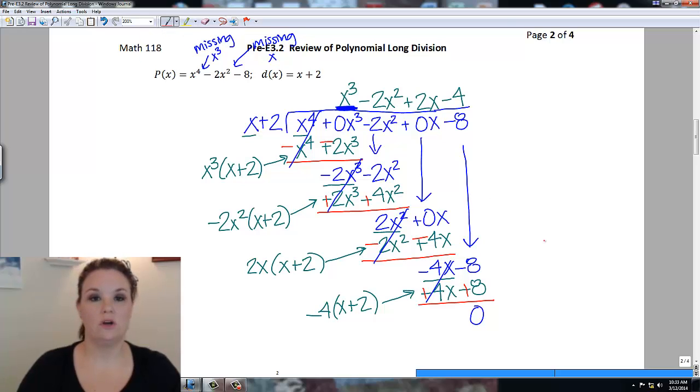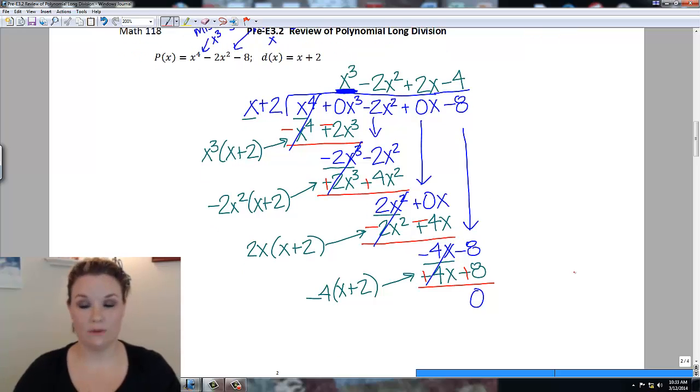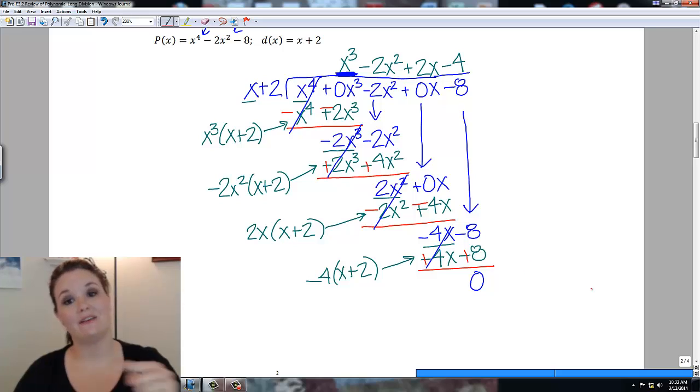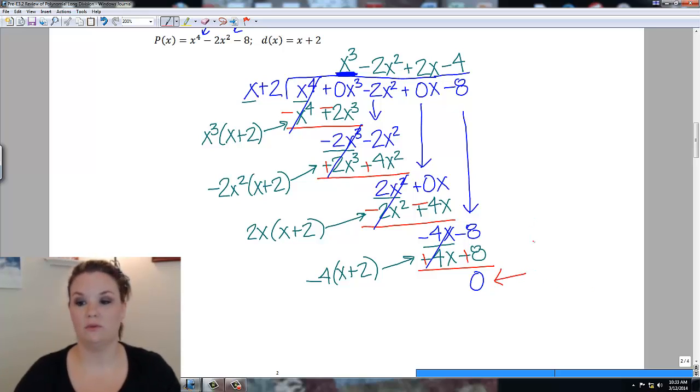So notice here, I ended up with a 0 remainder. When I end up with a 0 remainder, that means that this divisor is a factor of my original polynomial. So I'm going to put here, remainder is 0.